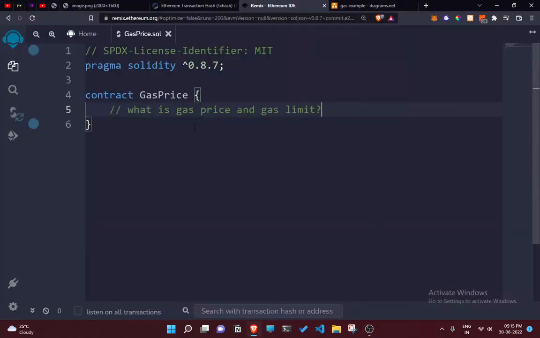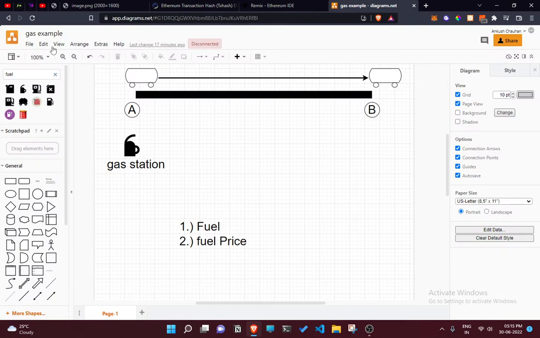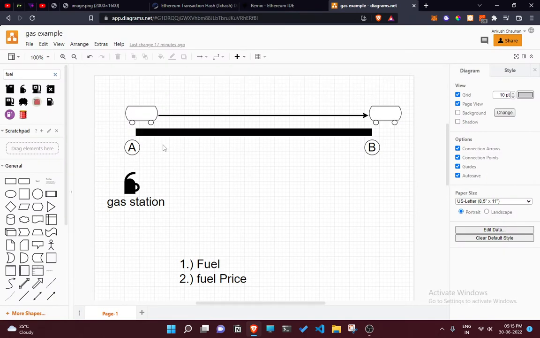So what is gas price and gas limit? I just prepared a slide for you so that you understand this in a more brief manner. Let's say that you own this car, and it stays at this point A, and you want to go from point A to point B.